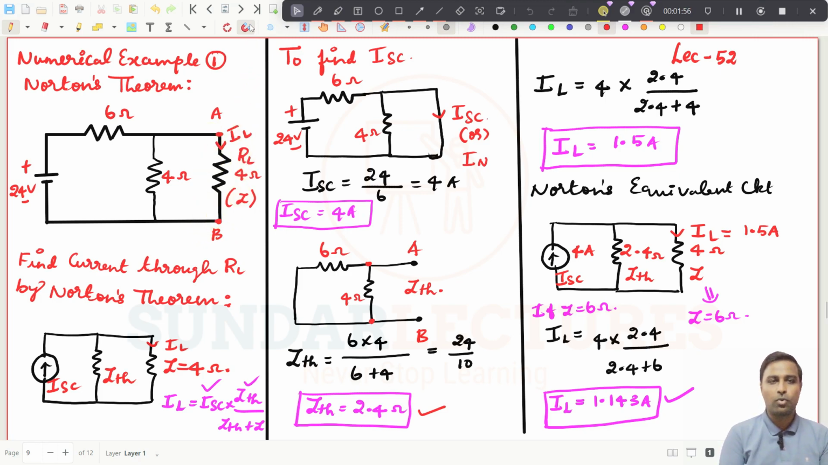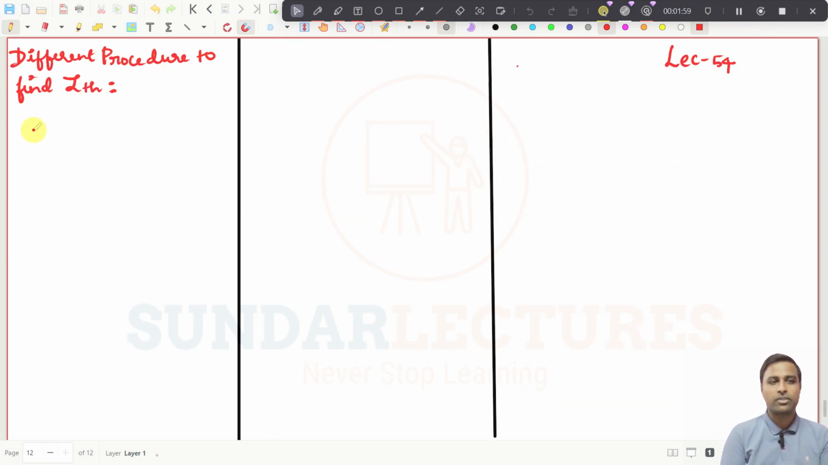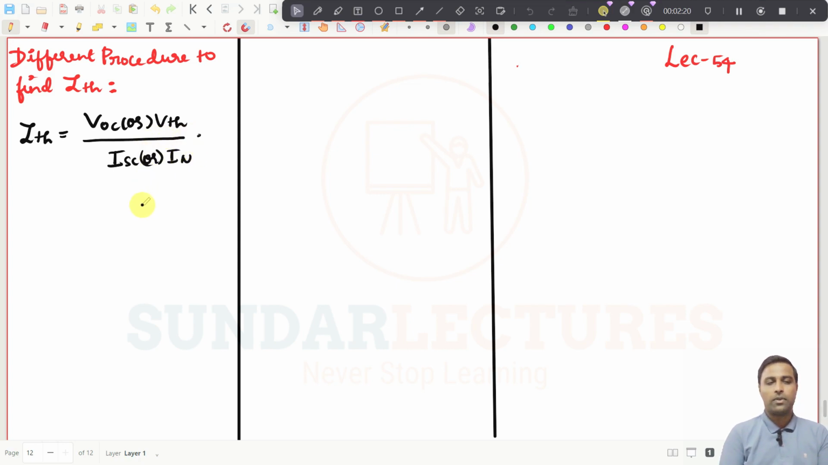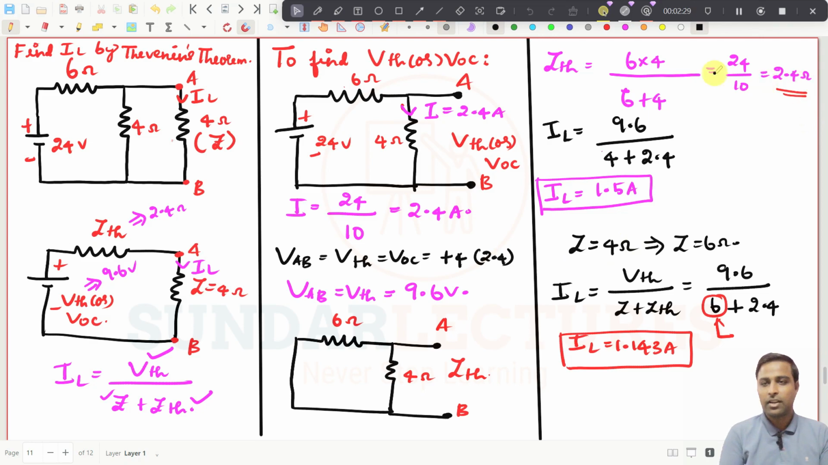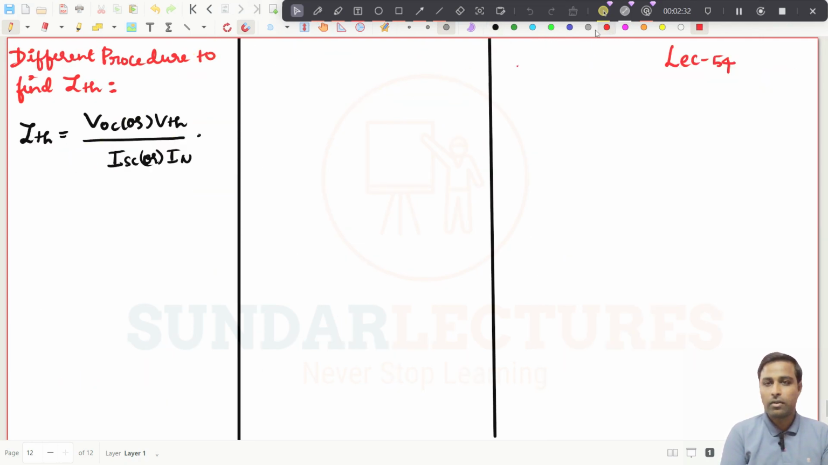This is the procedure. But now I will write a different procedure. What is ZTH? ZTH is equal to VOC, or we will call it VTH, the open circuit voltage, divided by ISC, or we will call it IN. If you use this expression, obviously you will get ZTH. What is the ZTH in both cases? It is 2.4 ohms. So we know ZTH is equal to 2.4 ohms. We have found this.